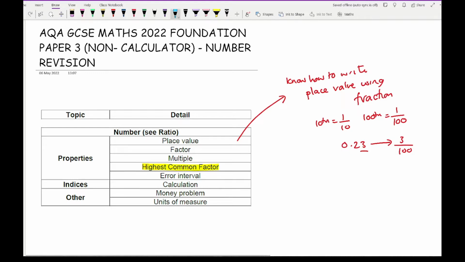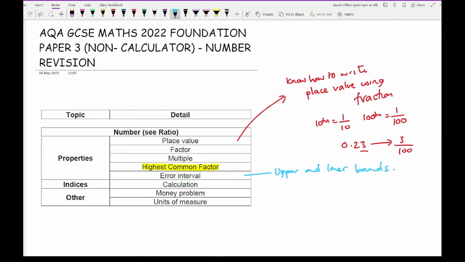Error intervals, this involves upper and lower bounds. And again, with this being on paper 3, it could involve a problem solving question. So for example, it could be linked with area and perimeter and other areas as well. So let me just finish my writing bounds there.